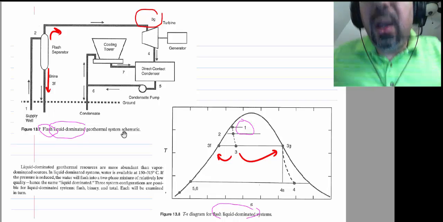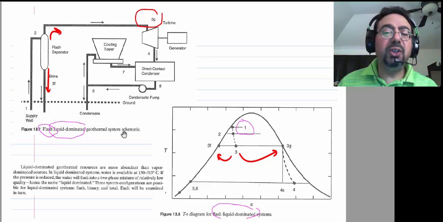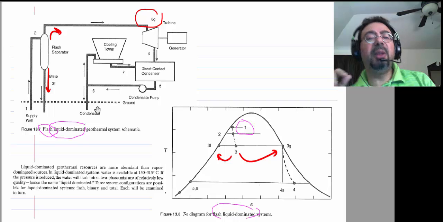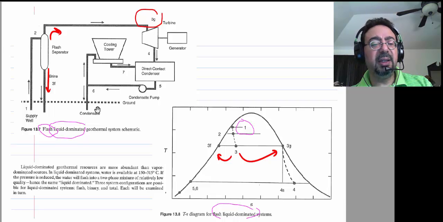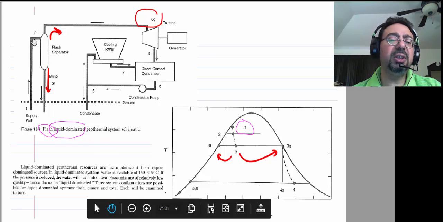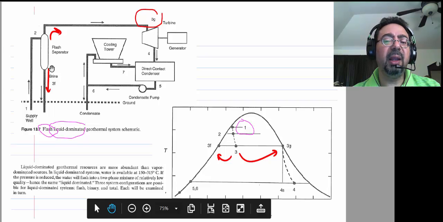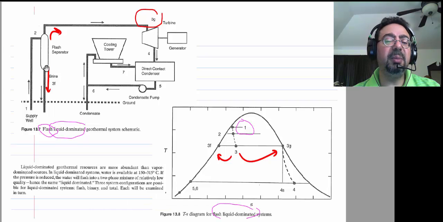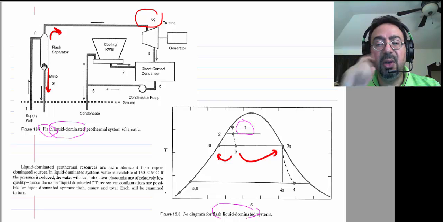In one year on the exam I showed them the sketch, and I gave them multiple choice, and I asked, is that flash liquid dominated or vapor dominated? And so how do you tell? You just look at the flash chamber and you can figure, it must be liquid dominated. That's why they need the flash separator.